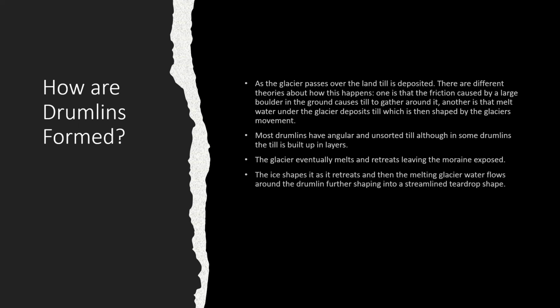Now, as the ice retreats over the landscape, it's going to act on that build-up of till. However the till got there, as the ice retreats back over the land, because glaciers are mobile all the time, sometimes advancing, sometimes retreating, it's going to act on and shape that till into a streamlined shape, as you've seen in the photographs.